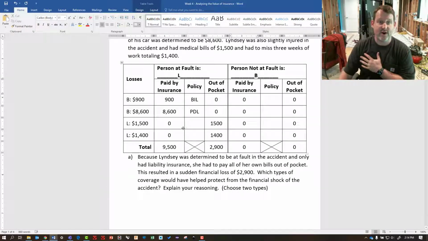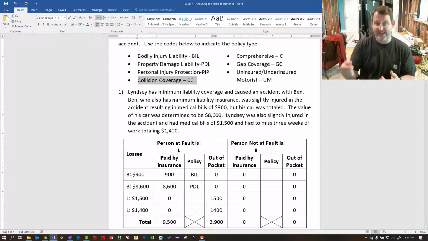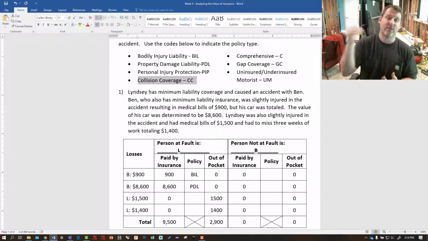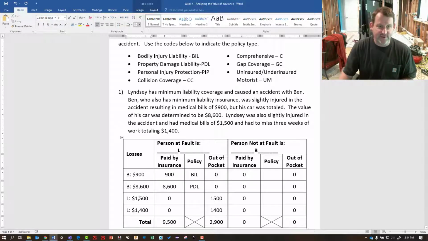So if she had gone above and beyond the minimum and said, hey, I want to have this coverage here, collision coverage, that covers your car in case you were at fault in the accident, that coverage would kick in and repair your car for you. So it costs extra every month to have it, but it protects you against this that Lindsay got into. Actually, sorry, that wasn't the car. She didn't have any car damage. Well, it wasn't listed at least.